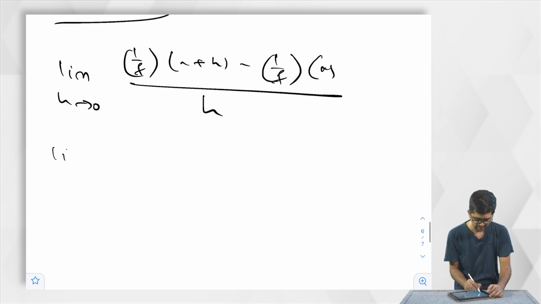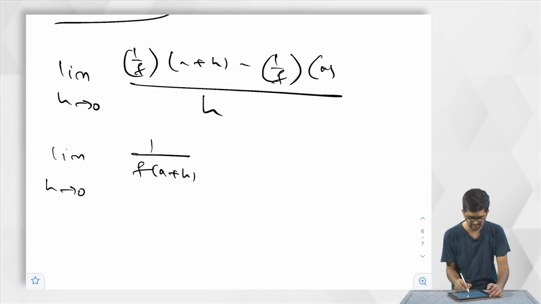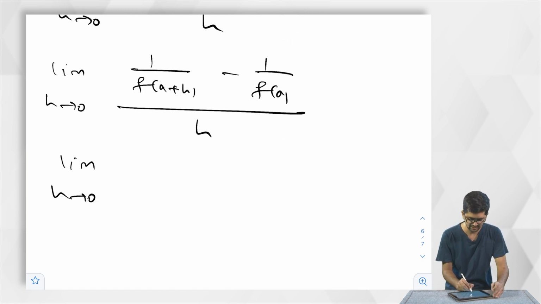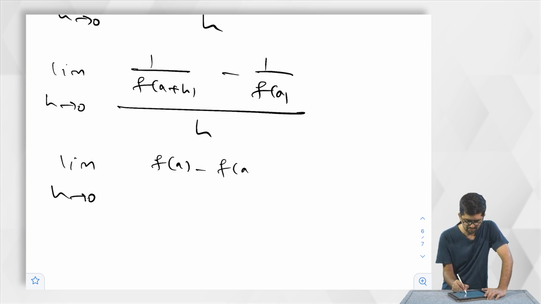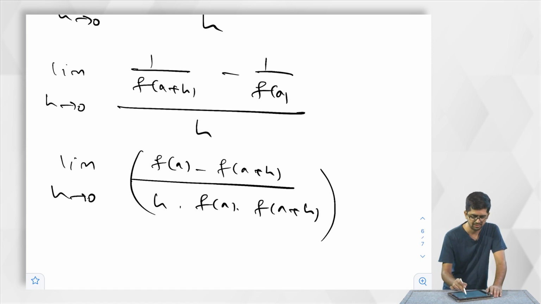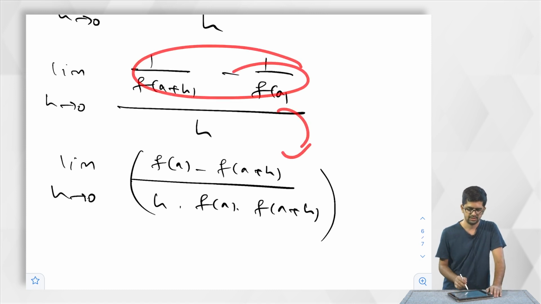This is the same thing as limit h goes to 0, 1 by f of a plus h minus 1 by f of a, by h. So some small computations, there is nothing serious here. This is f of a minus f of a plus h by h times f of a times f of a plus h. I am just simplifying this into this.